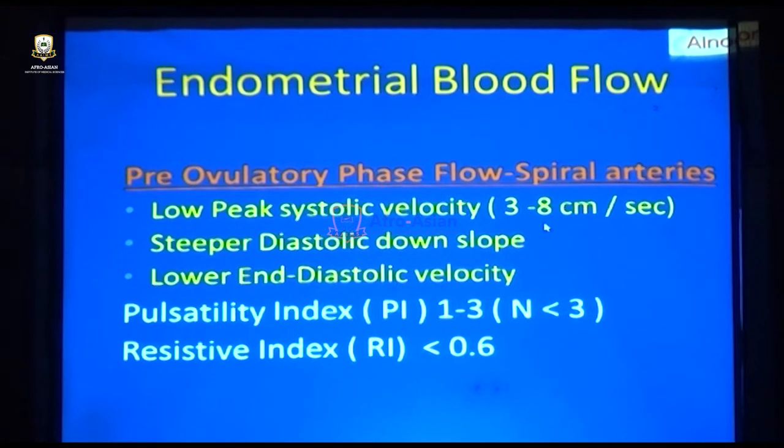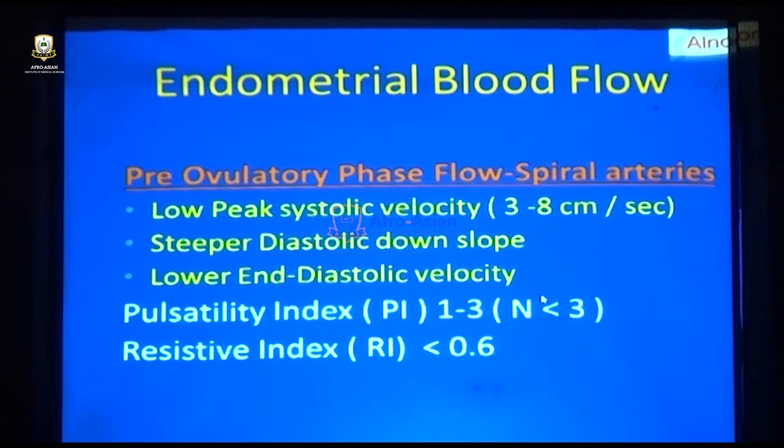But if you find this RI, this PI more than 3, let me assure you, the vascularity of that endometrium is very much compromised. The blood vessels are narrow, they are tortuous, and they need a treatment like Disprin to dilate the blood vessels. So please give this message to the gynecologist.